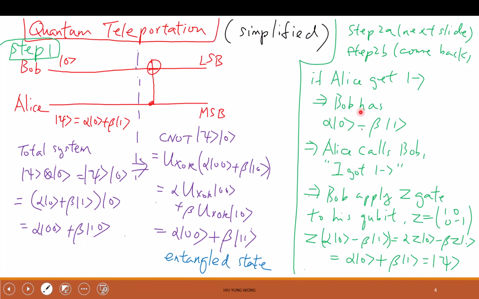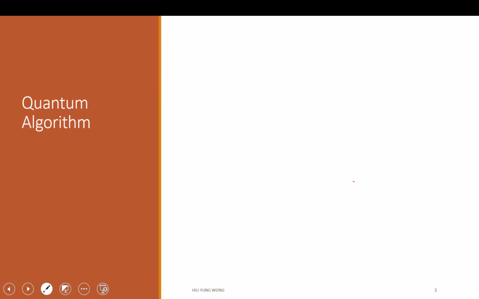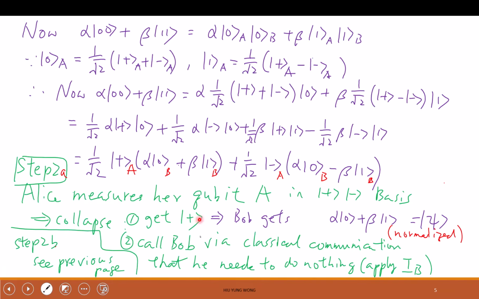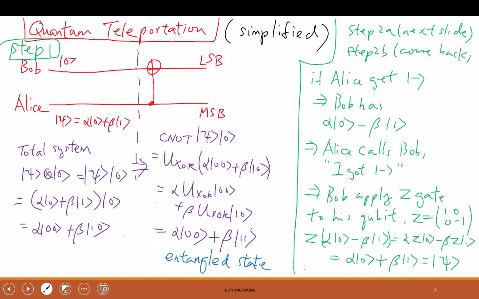So after measurement, Alex needs to call Bob through a classical channel. If Alex got plus, she called him, I got plus. Bob said, let me just apply an identity gate, which means do nothing. If she got minus, she still calls him, but now he knows that he needs to apply a Z gate. Then he will get alpha 0 plus beta 1. So one classical call finishes this quantum teleportation process, a simplified version.